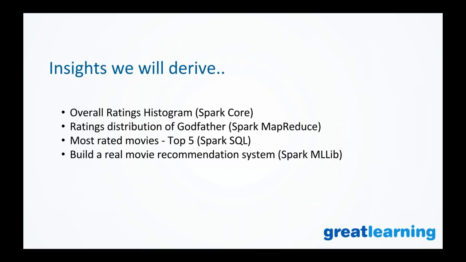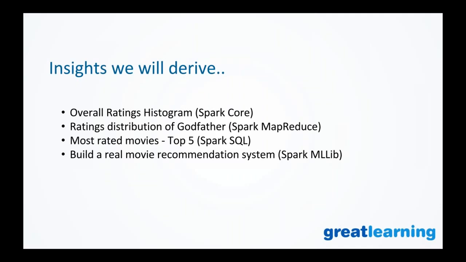Once we do that, we will move on and try to find how the ratings of the movie Godfather are distributed. How many 1-star ratings has it got? How many 2-star ratings has it got? And so on and so forth. For that, we'll be using Spark map reduce, so I'll show you how to do map reduce using Spark. Then we will find which are the most rated movies, the top 5 movies which have got the most number of ratings. For this, I will be using the Spark SQL module, and we will actually write a SQL query and ask Spark to run it on our data and return the top 5 movies which have been rated the most.